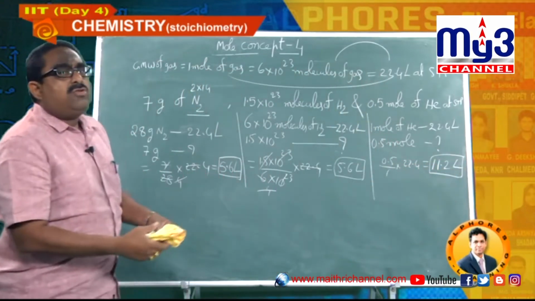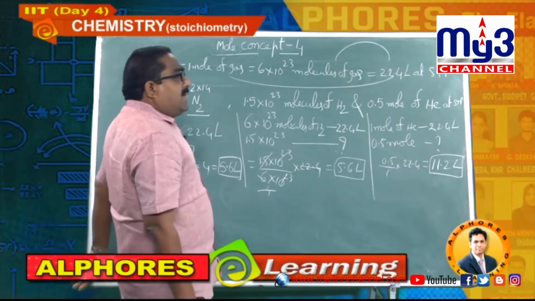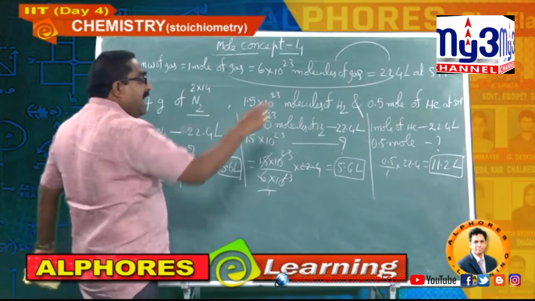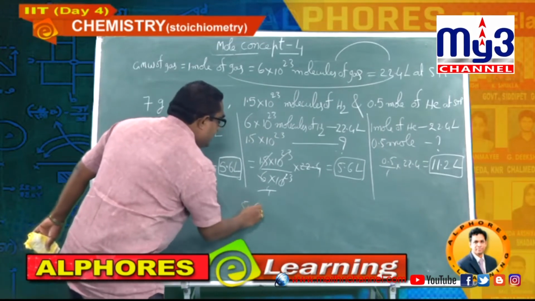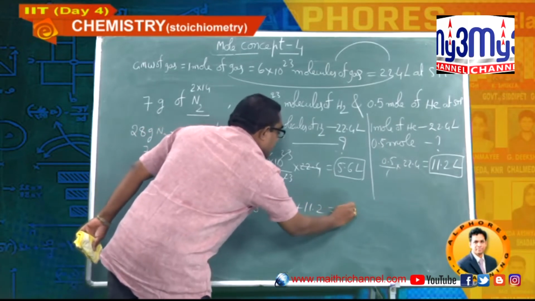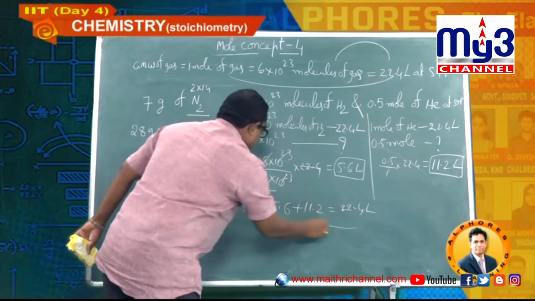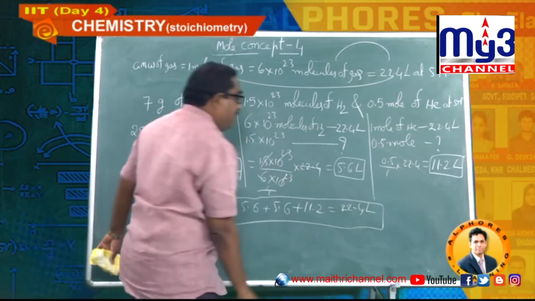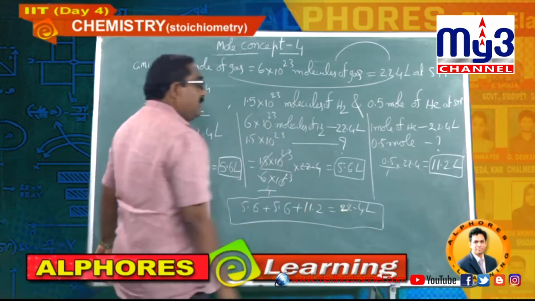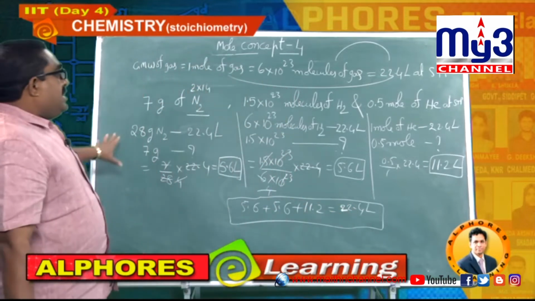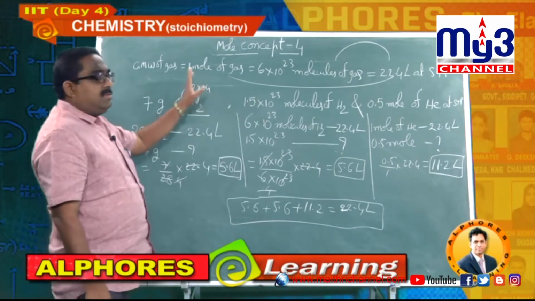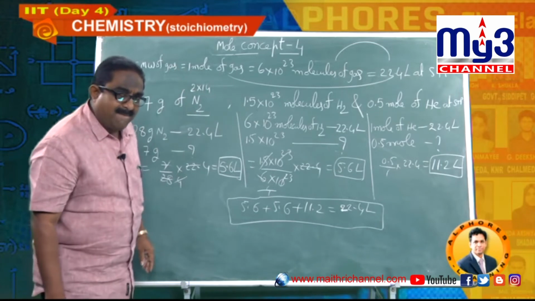So finally you should report the answer for the volume occupied by the mixture of these 3. Now add these 3 volumes. 5.6 plus 5.6 plus 11.2, that is 22.4 liters. This is the final step and final answer. You will get it as 22.4 liters. This is the clear explanation of this numerical question.